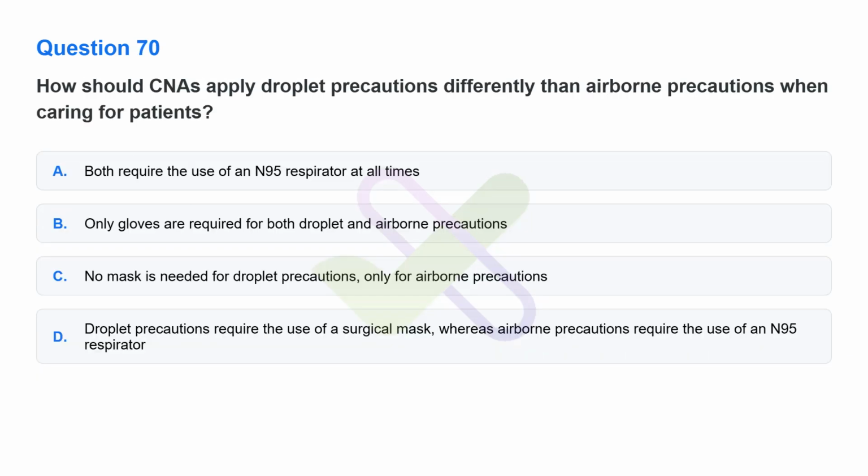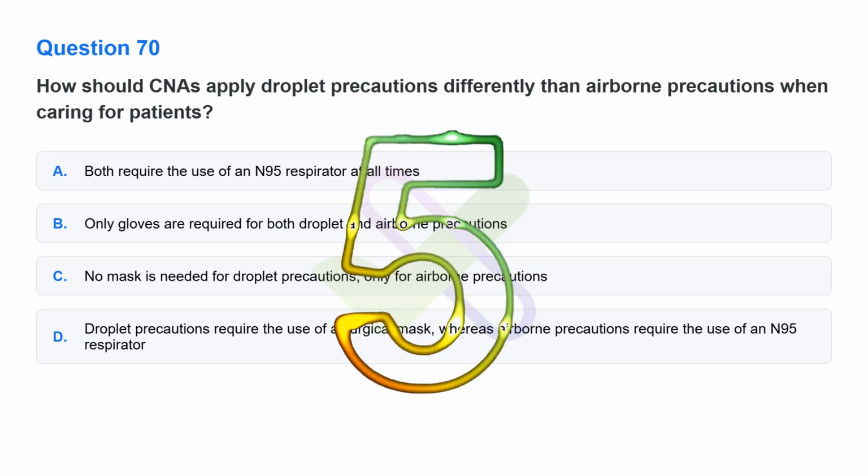How should CNAs apply droplet precautions differently than airborne precautions when caring for patients? A. Both require the use of an N95 respirator at all times. B. Only gloves are required for both droplet and airborne precautions. C. No mask is needed for droplet precautions, only for airborne precautions. D. Droplet precautions require the use of a surgical mask, whereas airborne precautions require the use of an N95 respirator.